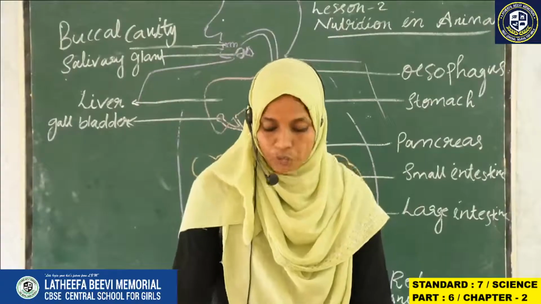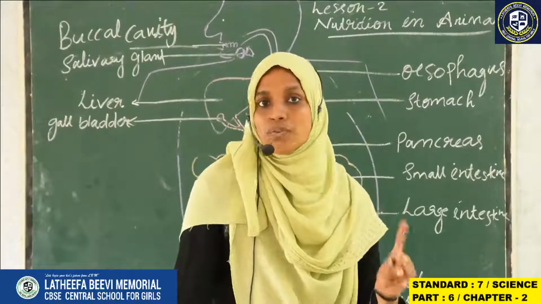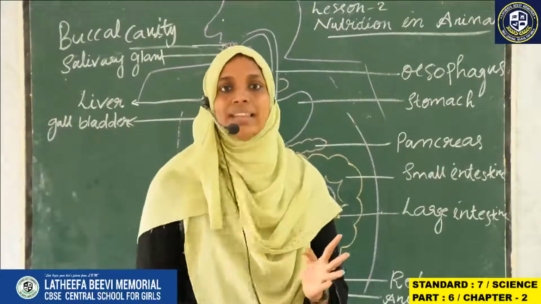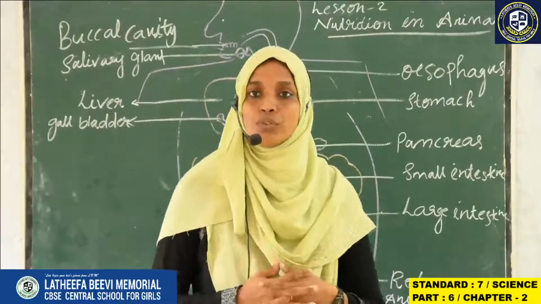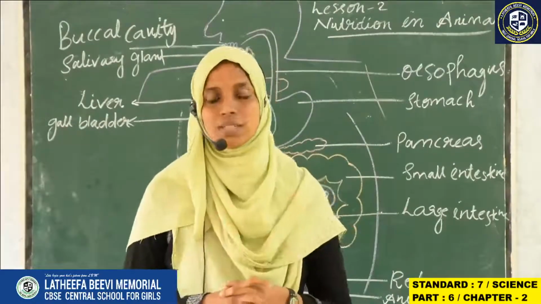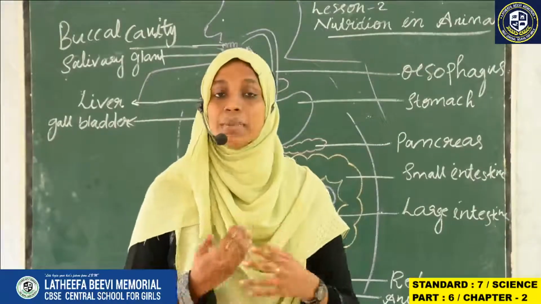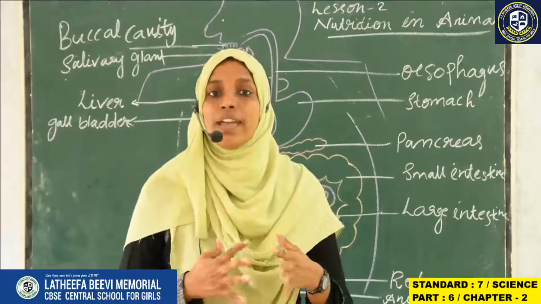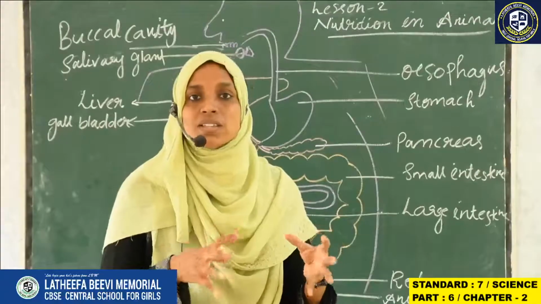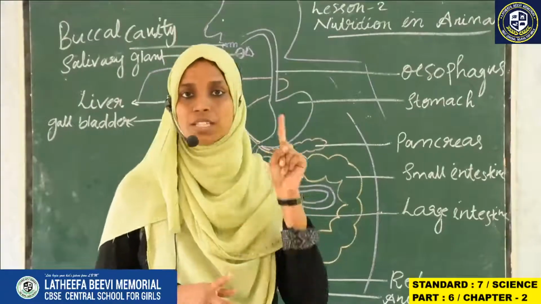The breakdown of complex components of food into simpler substances is called digestion. So first we learn what is digestion. We know that there are many components of food such as carbohydrates, proteins, fats, vitamins and minerals. These are very complex substances, so we can't break them easily. Therefore, the complex substances we break into simpler substances. That is called digestion.